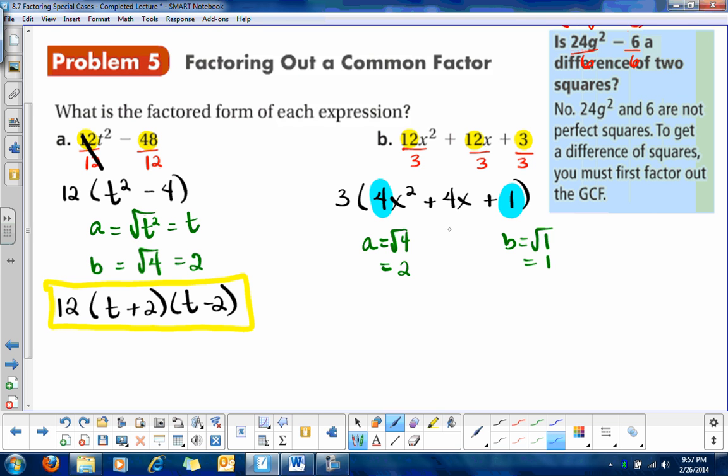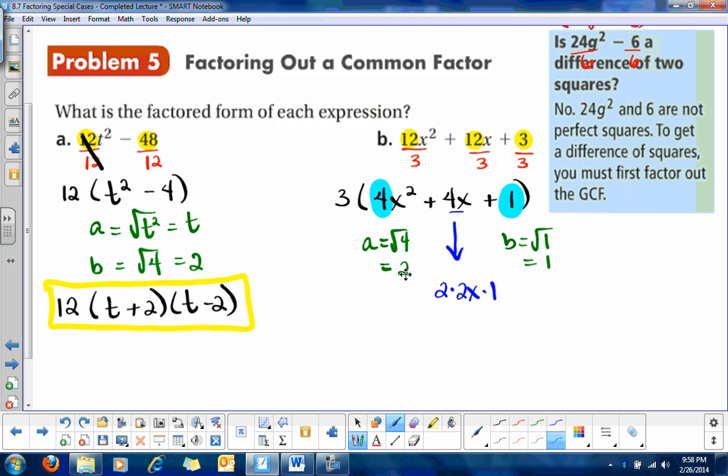And then I have to check my middle term. Can I take twice the A, so that's twice 2x, times 1? I mustn't forget that x. So 2 times 2 is 4, times 1 is 4, times x is 4x. So this is a perfect square trinomial.